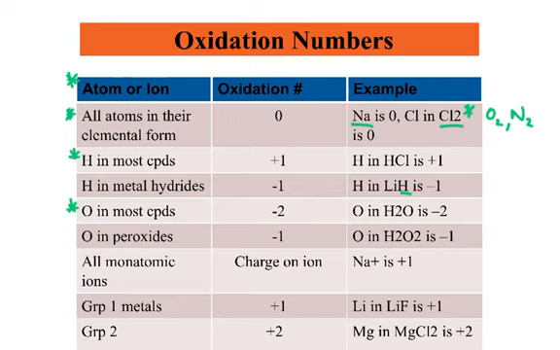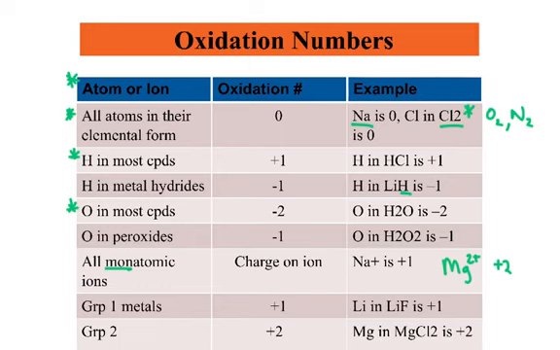The next one is monatomic ions, mono meaning one type of element in the ion. And the oxidation number is just going to be the same as the charge of the ion. So again, if I have a Na+, it's a 1+ charge. If I had an Mg2+, the oxidation number is +2.